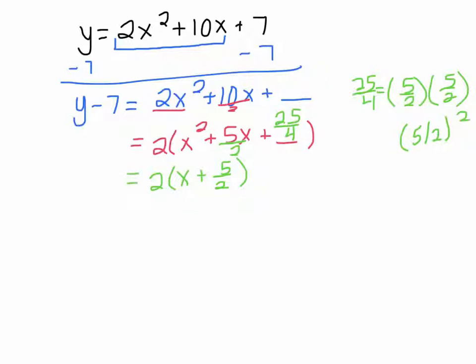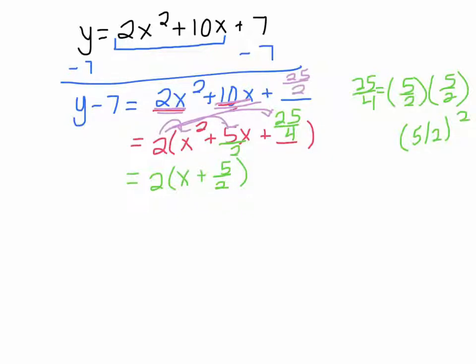Alright, so let's keep going. We're not quite finished here. I did not add 25 fourths to the right hand side. If I distribute that, I get 2x. If I distribute that, I get 10x. If I distribute that, I get 25 halves.